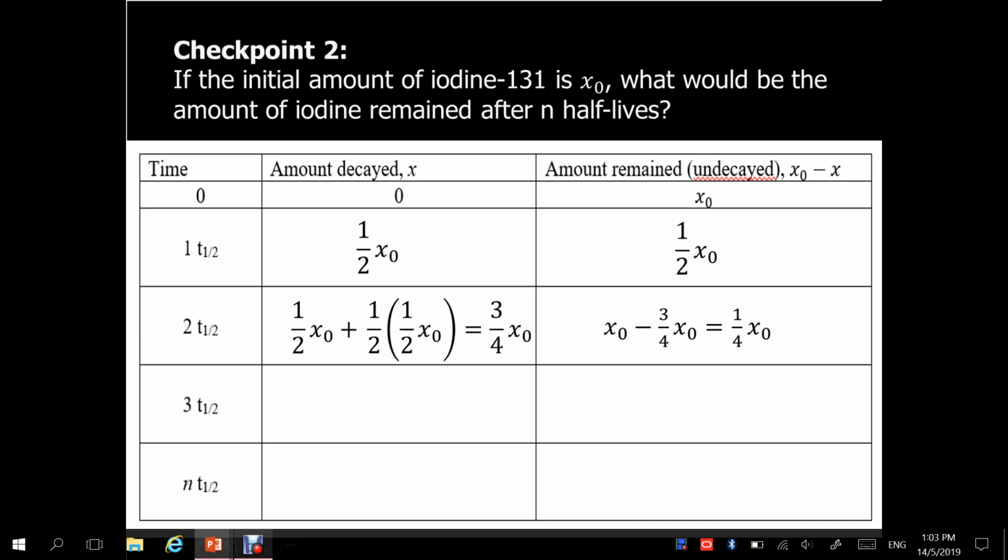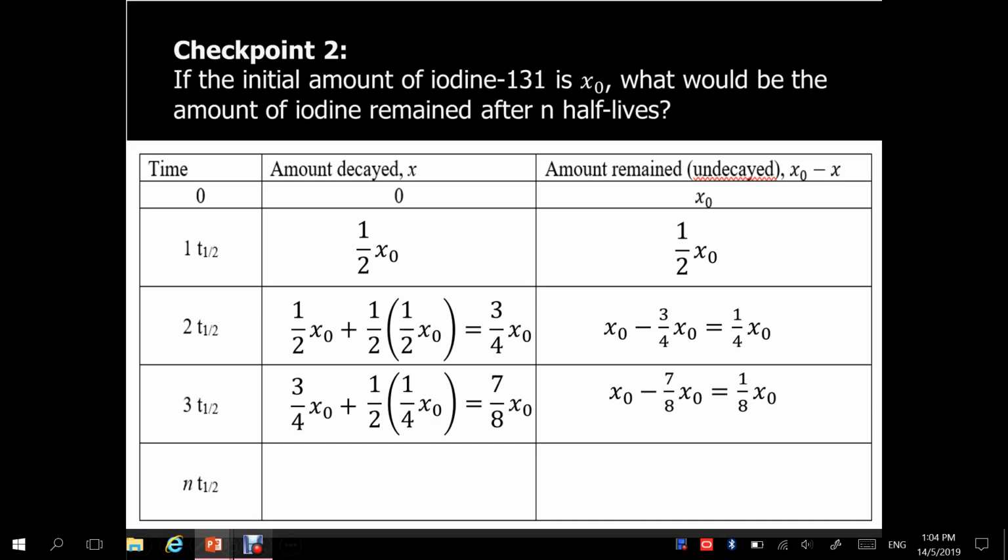So do the same thing for three half-lives. In the third half-life, another half of whatever remains, another half of 1/4 x naught, is going to decay. Then I must remember to add back the 3/4 x naught. So I will end up with 7/8 x naught decayed. Then the amount remaining will be 1/8 x naught. What about n half-lives?